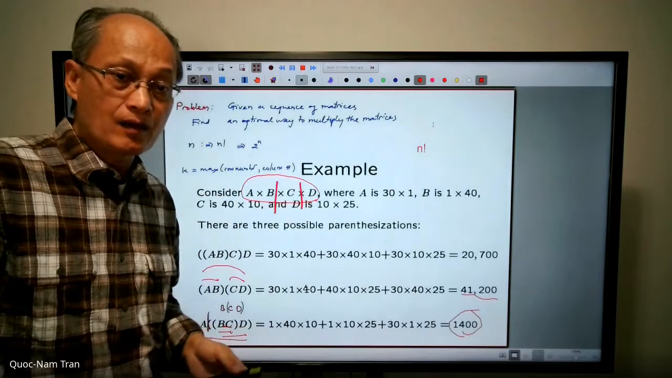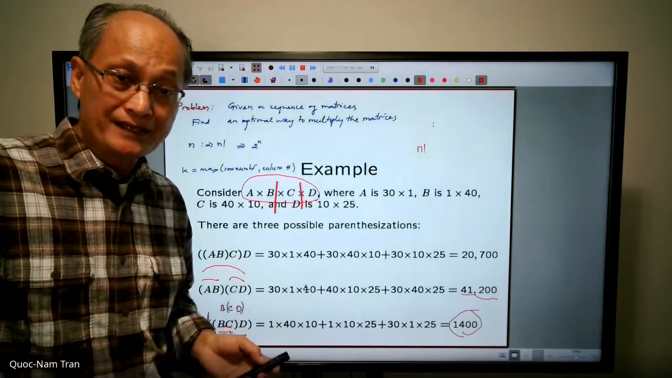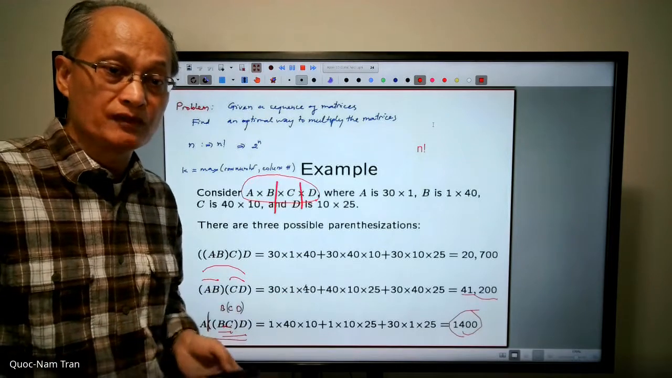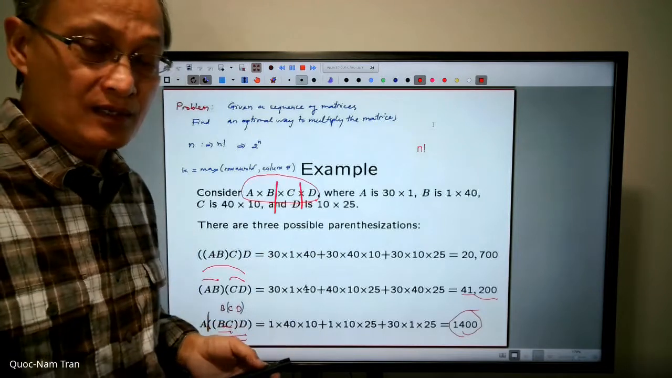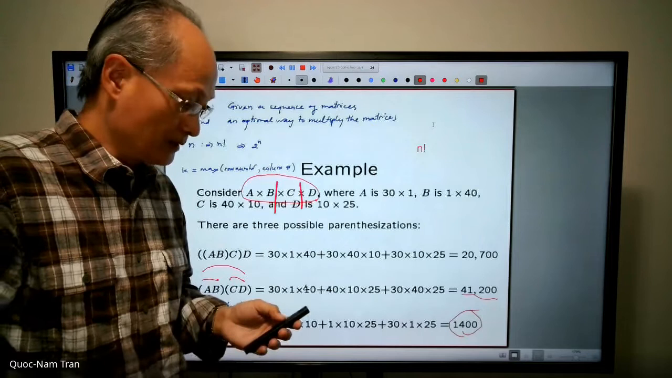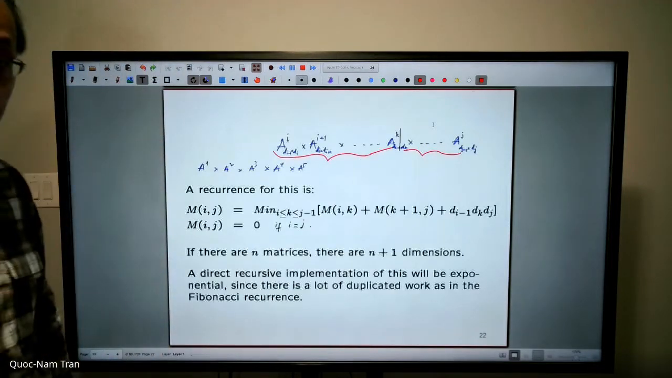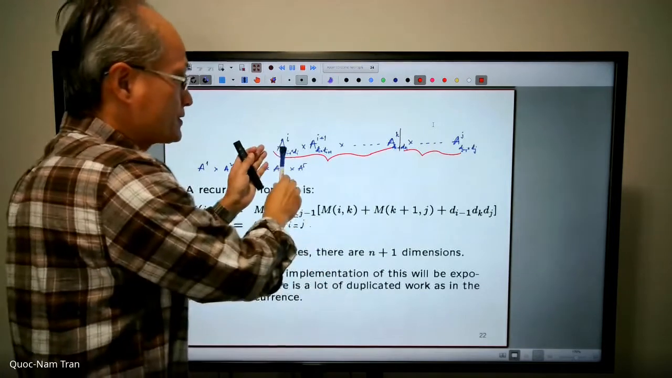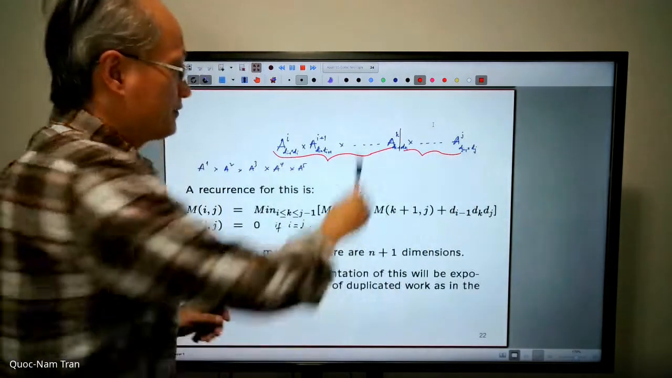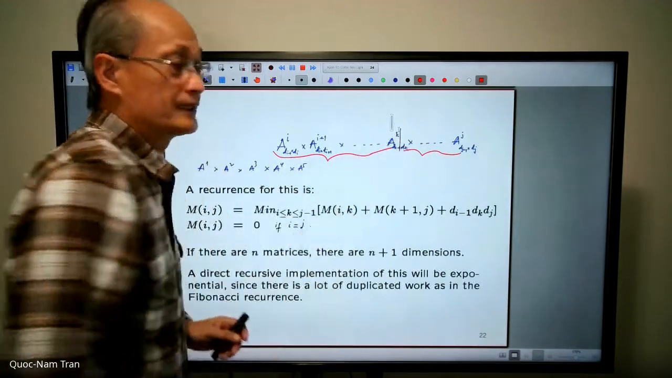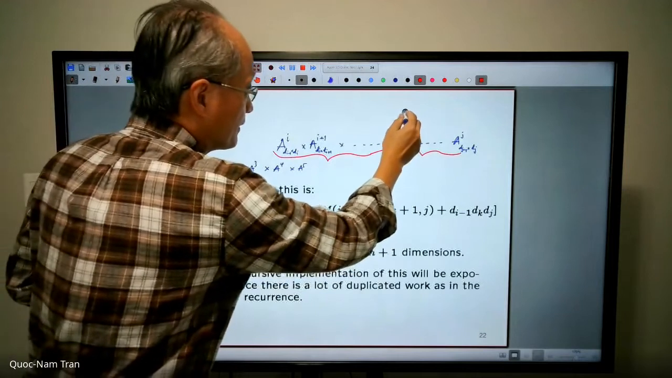But let's see what would be the complexity if we try to use divide and conquer. So first, we will try to design an algorithm in which we use divide and conquer. So how can we do that? Remember that if we have a list of matrices, we can divide it at any point. For example, we divide here, right?